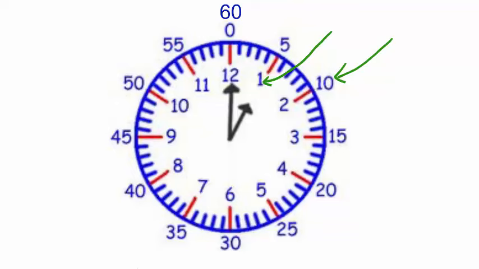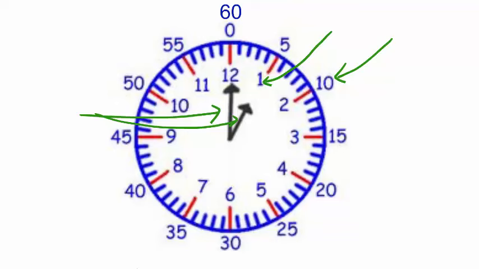Inside the clock, there are two hands. The smaller hand is the hour hand and the bigger hand is the minute hand. When the small hand moves 1 hour, the minute hand moves 60 minutes. That is, when the hour hand moves 1 hour, the minute hand moves 60 minutes.